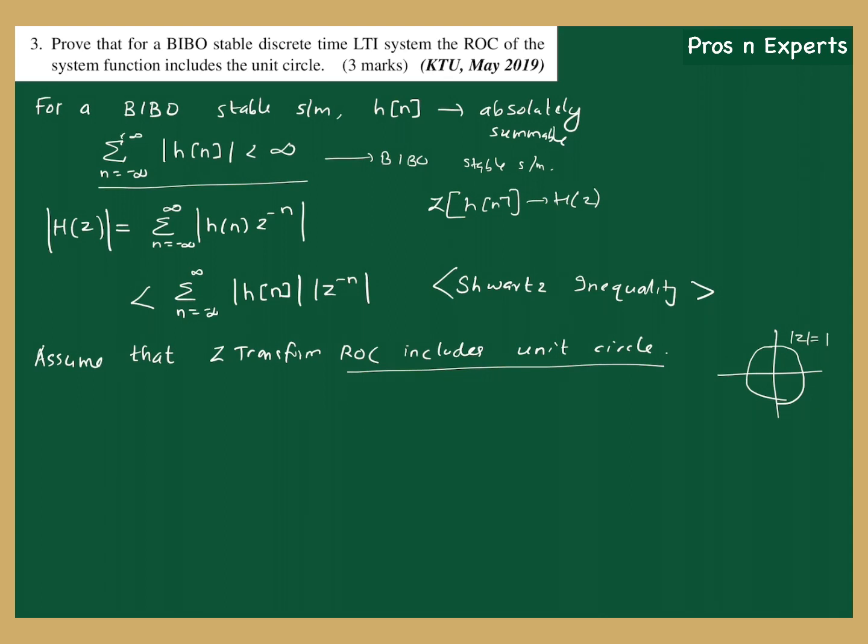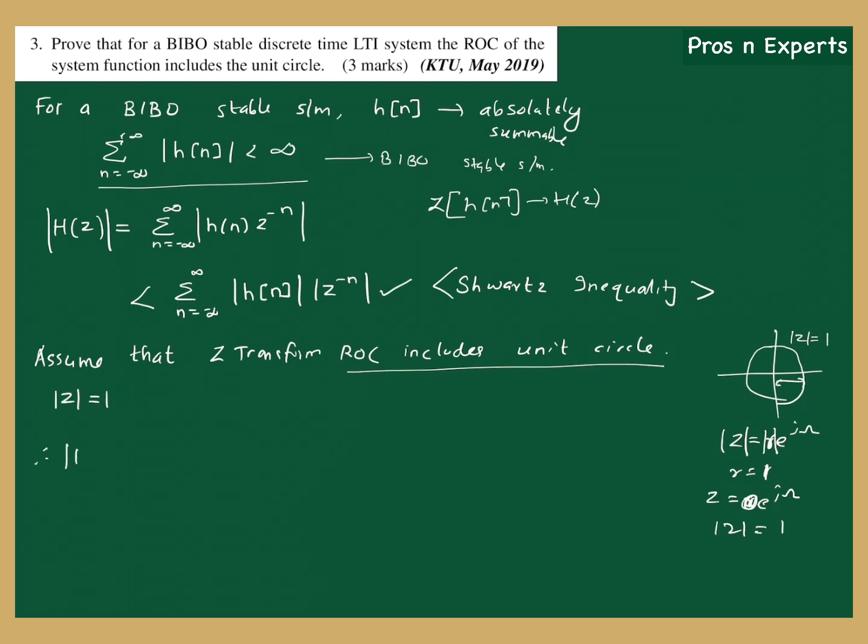Why? Because we know z equal to r e raised to j omega. If it is the unit circle, r will be equal to 1, because the radius is 1. And r is also the modulus of this complex number. z equal to r e raised to j omega is the polar form of a complex number, you know that. So if r equal to 1, the magnitude of this complex number is equal to 1. So I can put mod z equal to 1 in this equation.